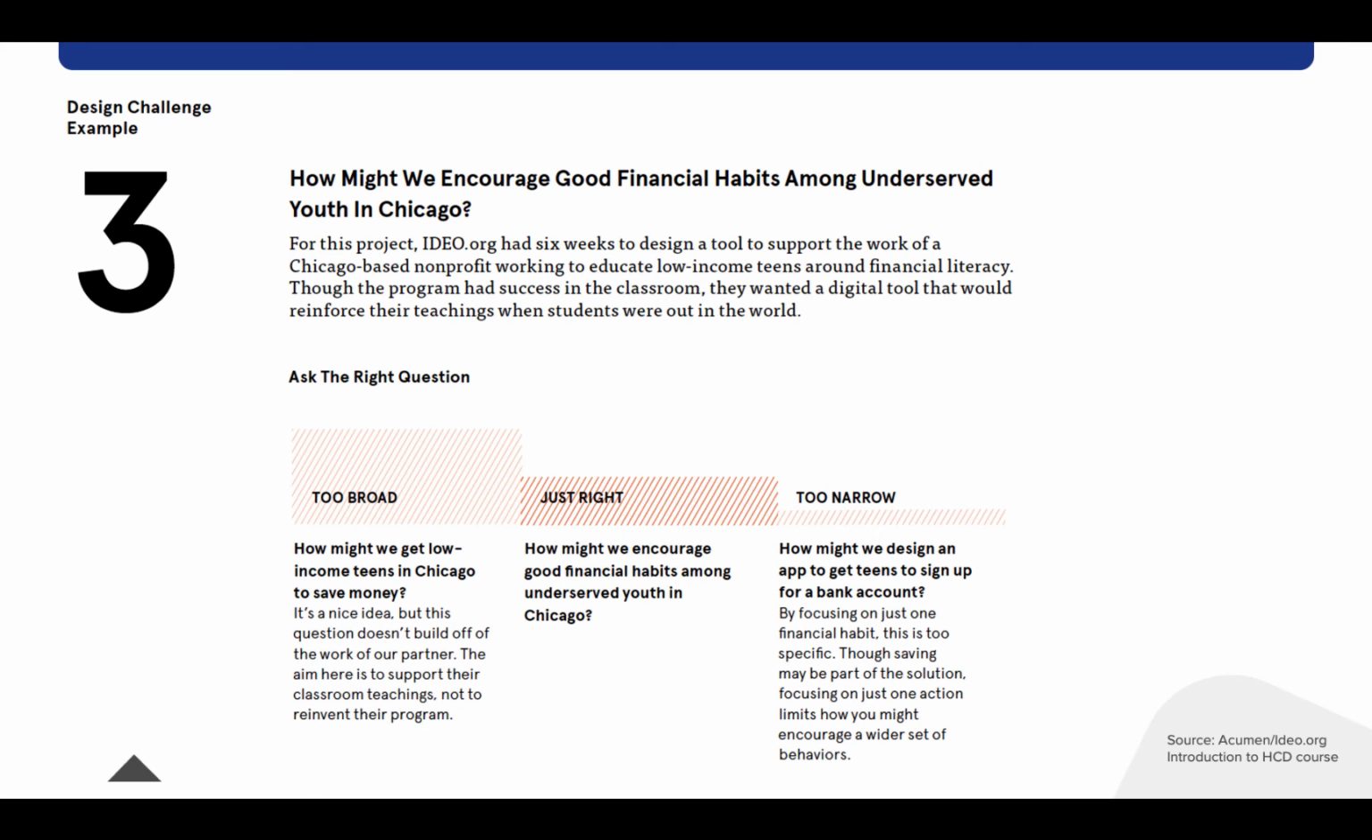So there is a third example. I'm not going to go through it in much detail. You can pause the video and just go through it yourself. But this is one example around encouraging good financial habits for youth. So this might be also interesting for you to explore and try to understand the different ways in which this could have been framed.